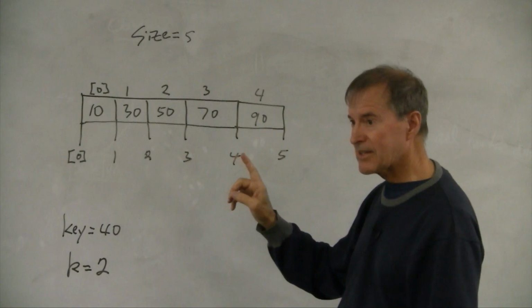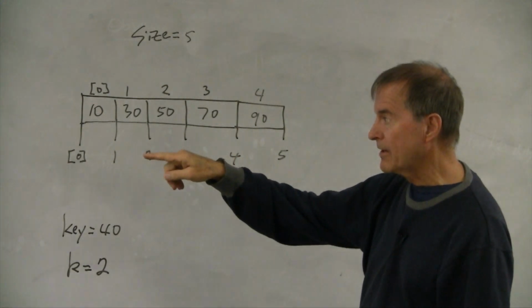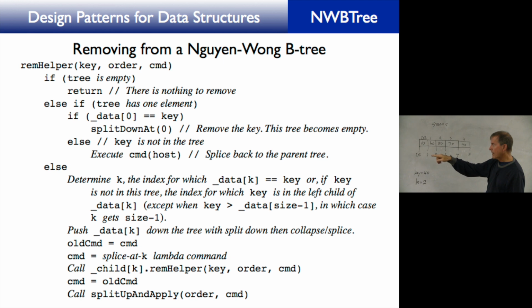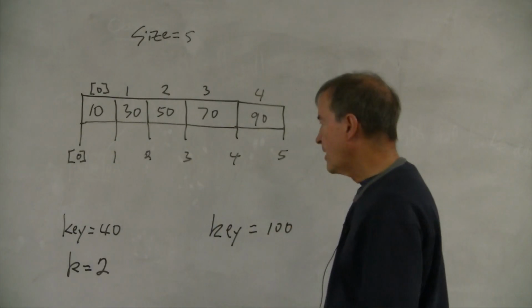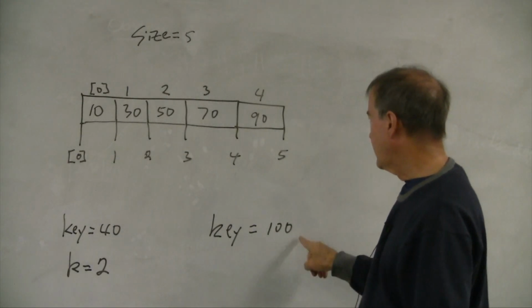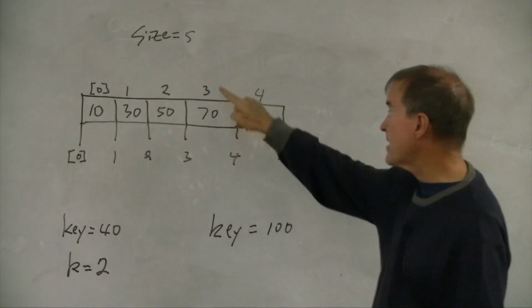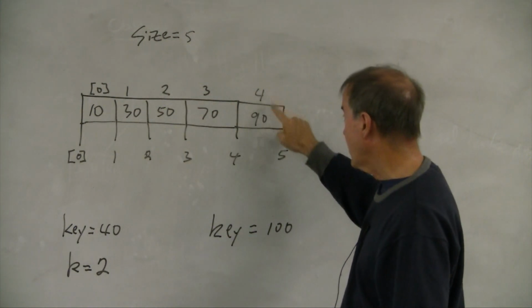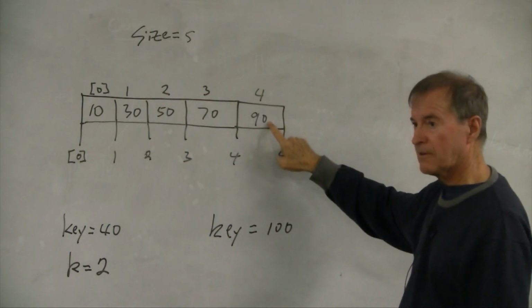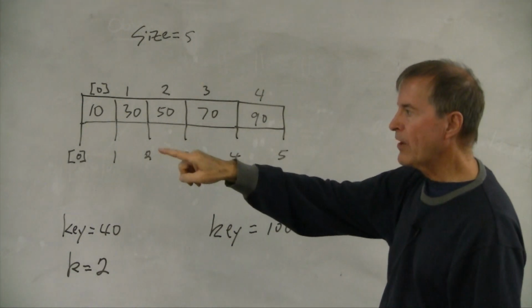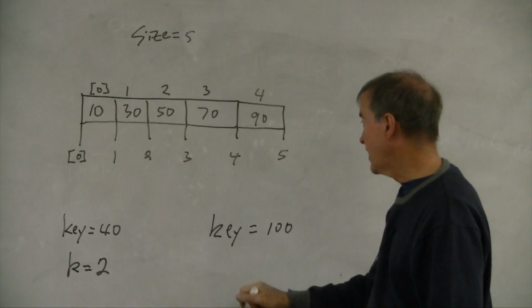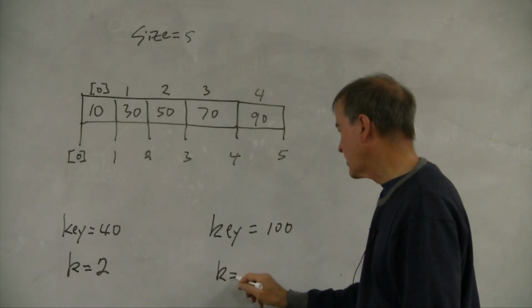Except there's this exception. It says, in parentheses, except when key is greater than data sub size minus 1. So how can that happen? That can happen if key is 100. Now if key is 100, then key is greater than data sub size minus 1, because size is 5, 5 minus 1 is 4, and key is greater than data sub 4. Are you with me? So in which case k gets 4.